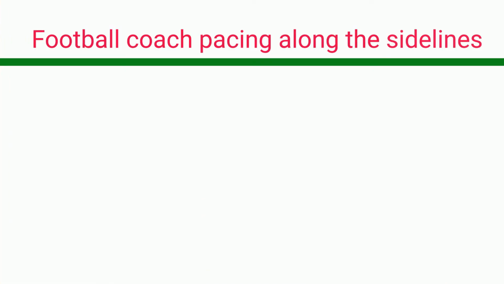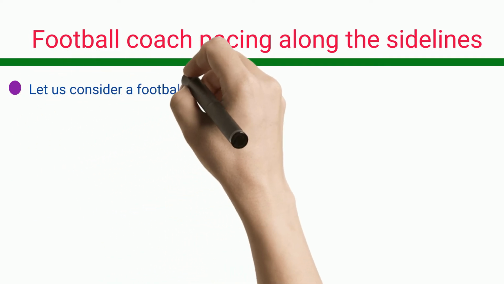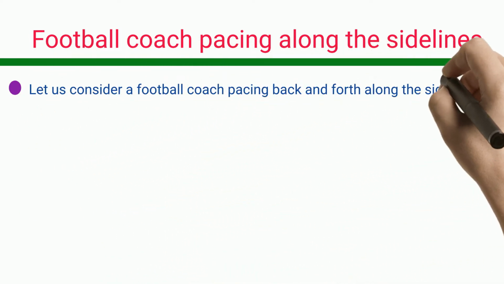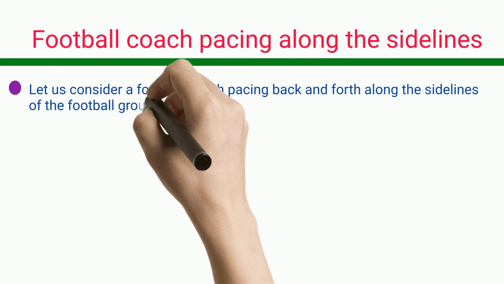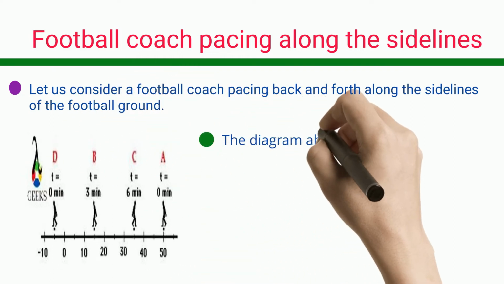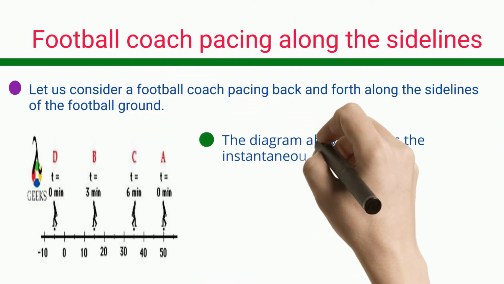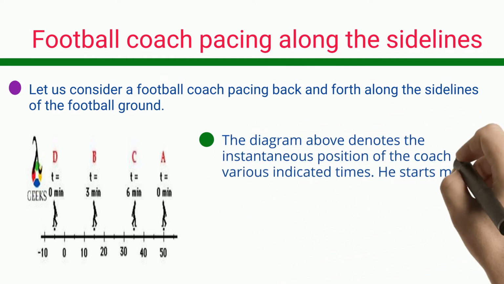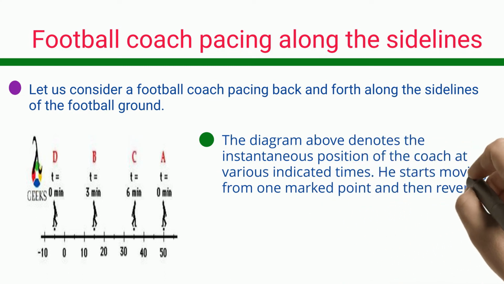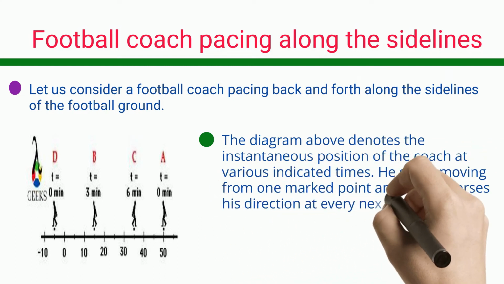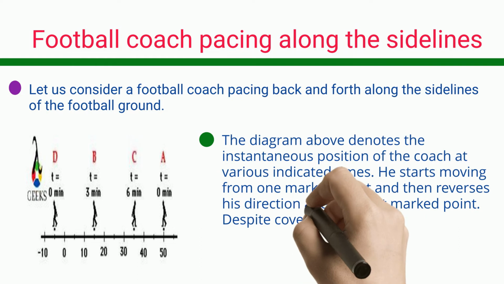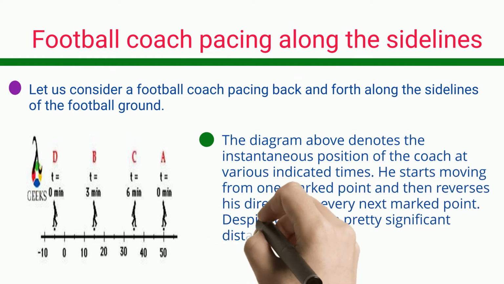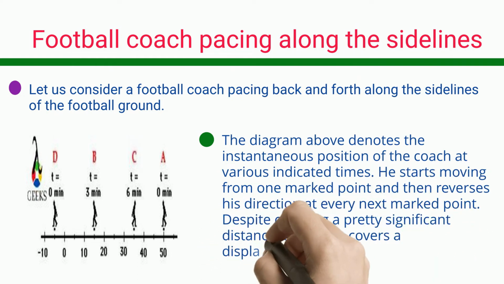Football coach pacing along the sidelines. Let us consider a football coach pacing back and forth along the sidelines of the football ground. The diagram above denotes the instantaneous position of the coach at various indicated times. He starts moving from one marked point and then reverses his direction at every next marked point. Despite covering a pretty significant distance, the coach covers a displacement of only 55 m towards the left.